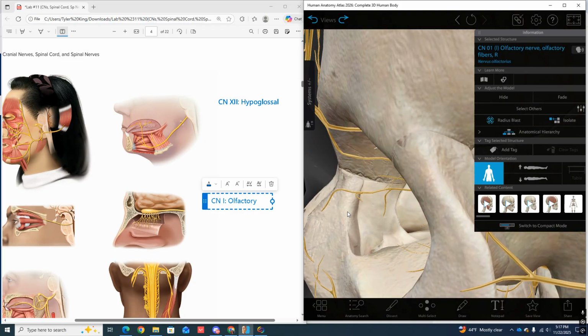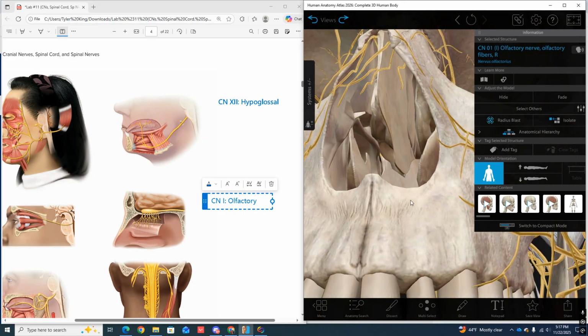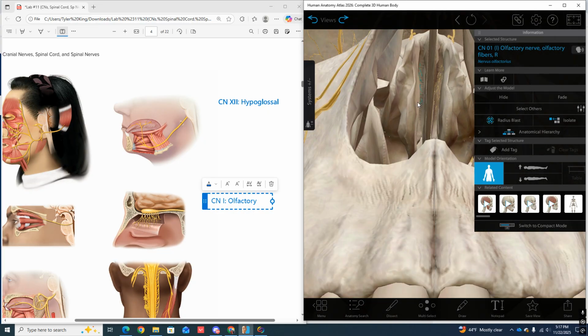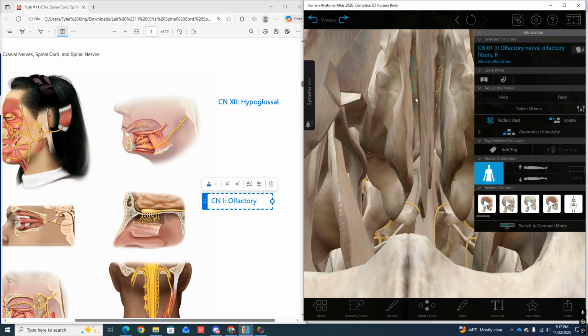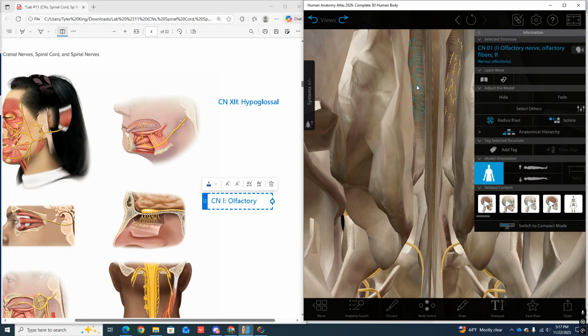Now furthermore, I'm going to zoom out. I'm going to actually rotate my guy around, zoom into the nose a little bit, and we can see how inside of the nose we have those fibers sit right at the top, okay?